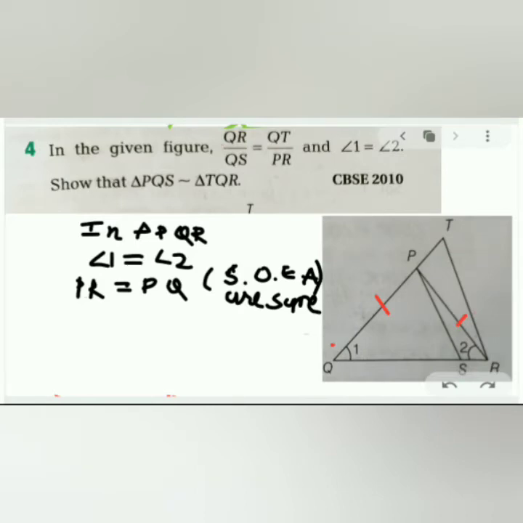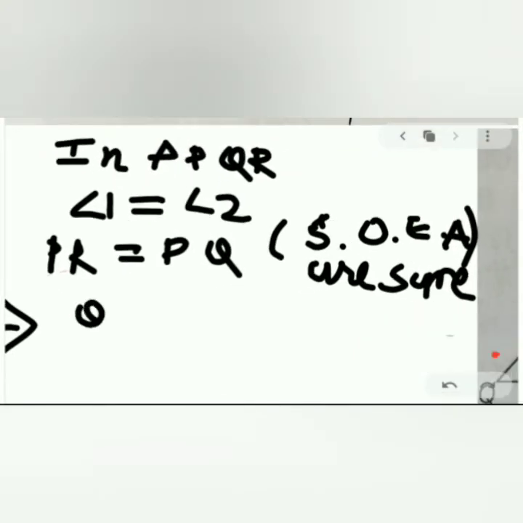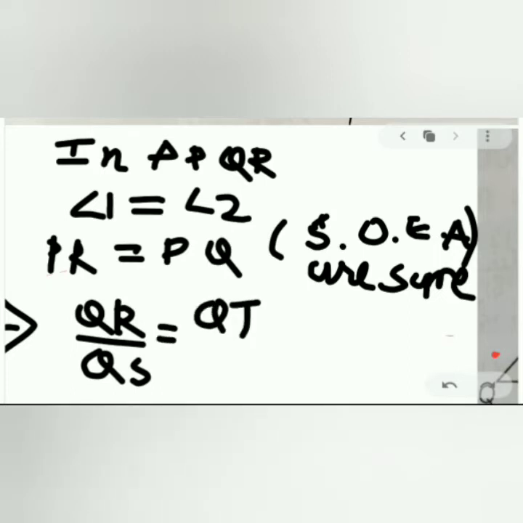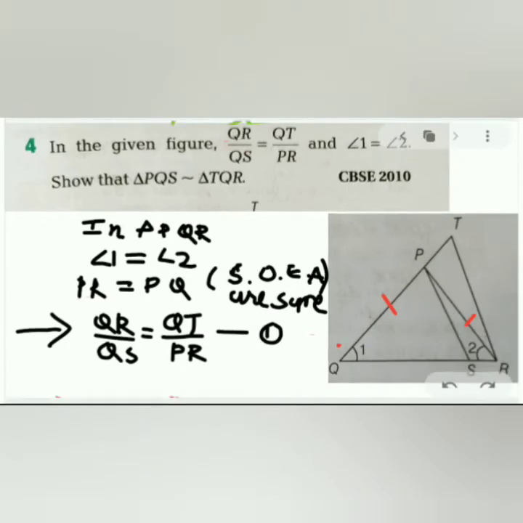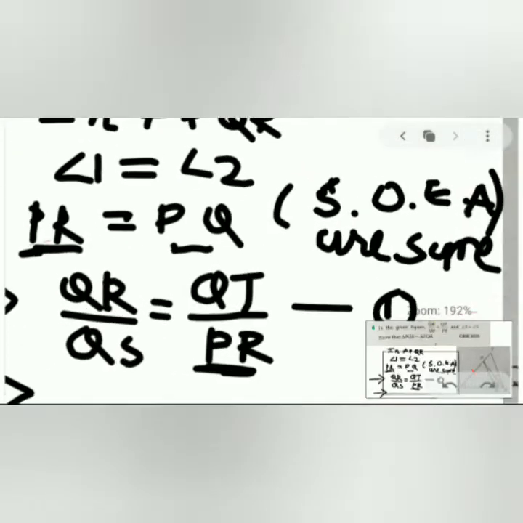Now if we write our given, what is given to us? That ratio, QR by QS, is equal to QT by PR. If we give this the name equation 1, and we substitute the value of this PR and write PQ over there, how does it look?